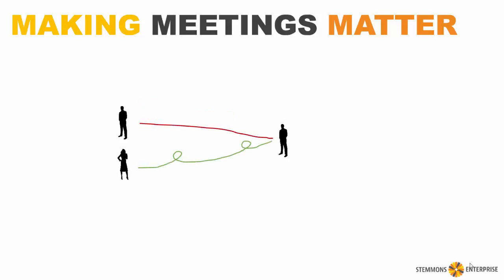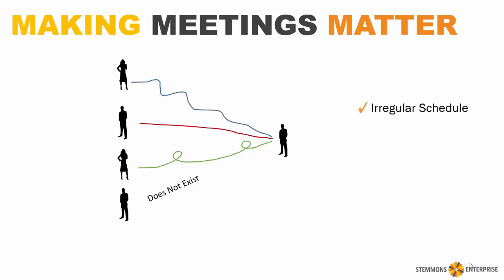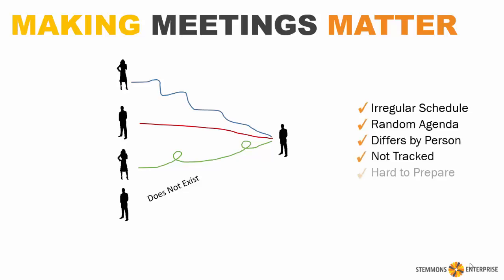The supervisor works with other managers, and those lines look different, if they even exist at all. What can we say about the way this supervisor interacts with his managers? There's probably an irregular schedule. The agendas are random. The meetings differ by person. Nothing is tracked. It's hard to prepare for these meetings. They exist in isolation, and the company doesn't really learn anything from them.